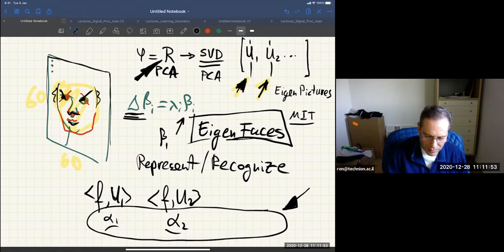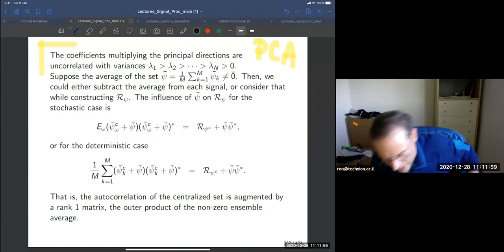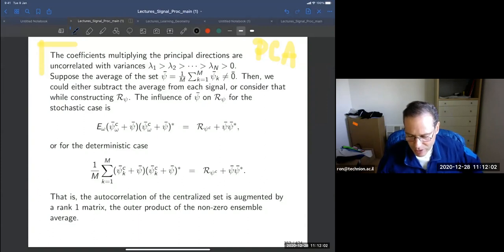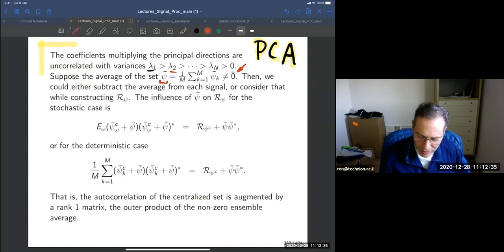Okay, so back to reality. In the previous lecture, we talked about the PCA and what we did is order the eigenfunctions from the largest to the smallest, and we assumed previously that the average is equal to zero. Now, assume for a moment that the average of all your data is not equal to zero. What would happen then? Then what happens is that if you look at the autocorrelation, it would look like that.